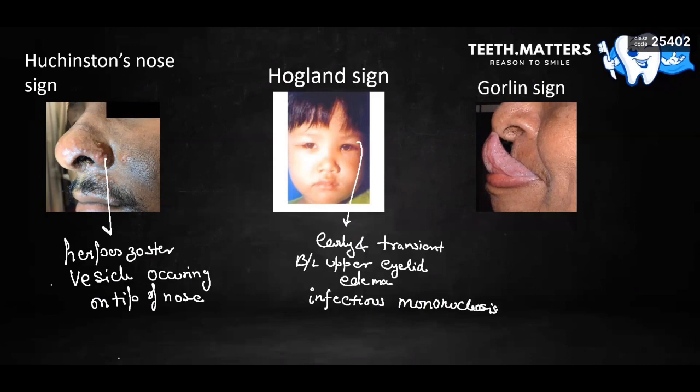Next sign is Gorlin sign. The patient is able to touch the tip of the tongue to the nose, and it is seen in Ehlers-Danlos syndrome.